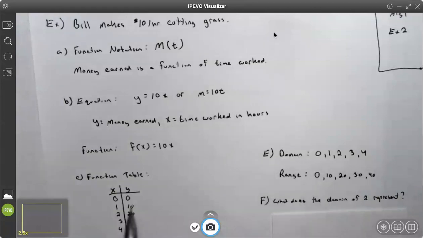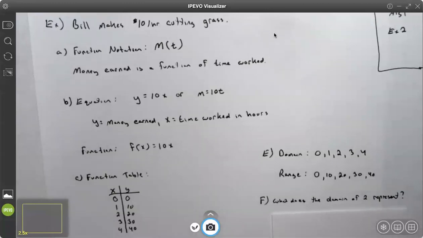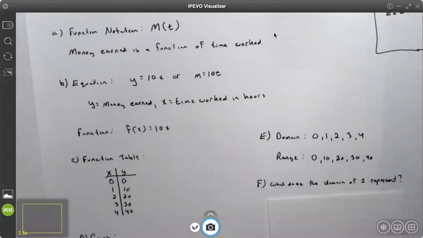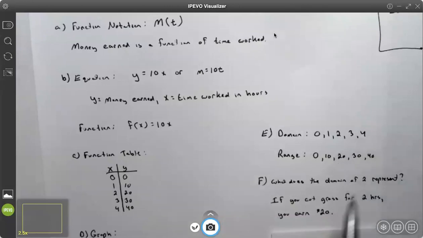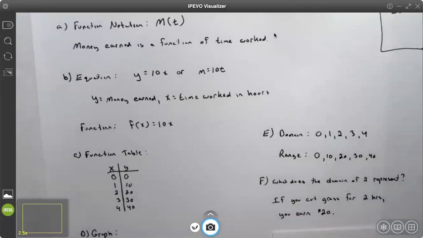All right, so we've already discussed for what I plugged in for x, my domain was 0, 1, 2, 3, 4, and my range was these numbers. We've already discussed it is a function. Let me ask you this. What does a domain of 2 represent? What does that number 2 represent? Think about that. It represents how many hours you cut grass. More specifically, it represents the fact that if you cut grass for 2 hours, you earn $20. 2 hours, $20.